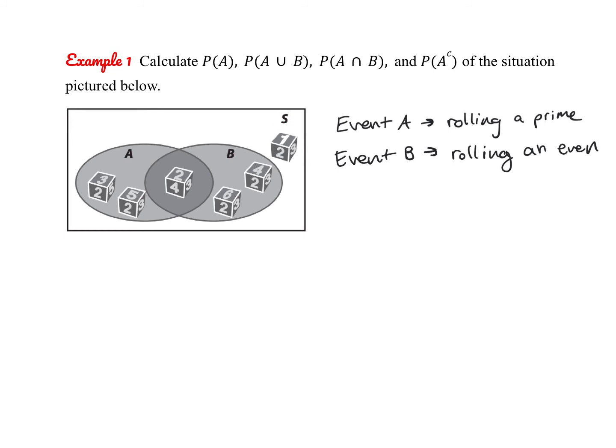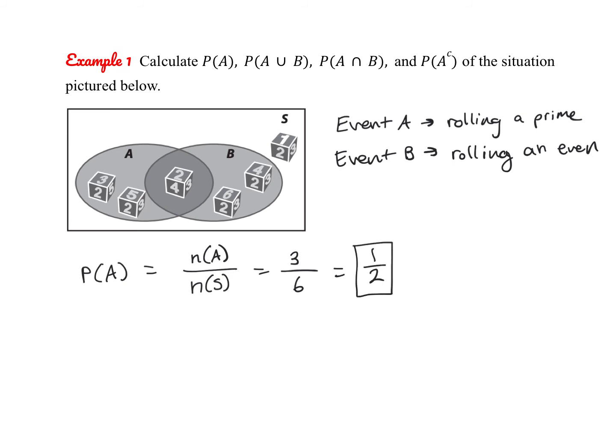So we're going to calculate a few different probabilities. Let's start with the probability of event A happening. To find the probability of event A, that probability would be the number of outcomes in event A divided by the total number of outcomes in our sample space. The number of outcomes in event A would be 3. And the total number of outcomes you can count, or we know that a dice has 6 sides, so it would be 6. So the probability of rolling a prime number would be 1/2.